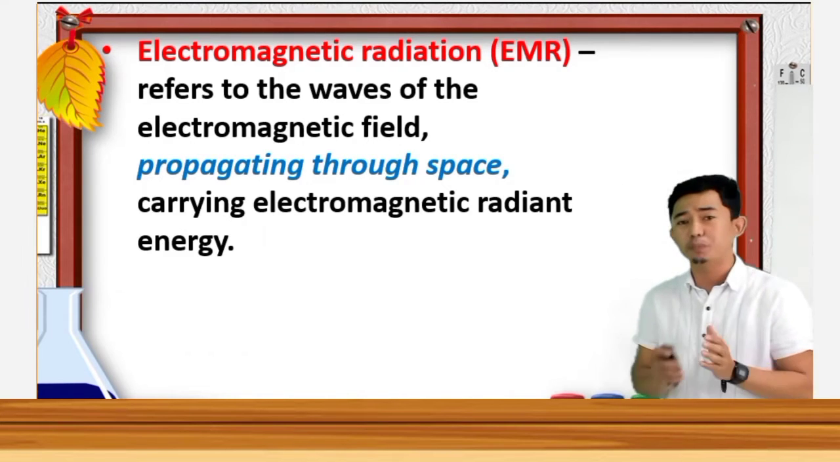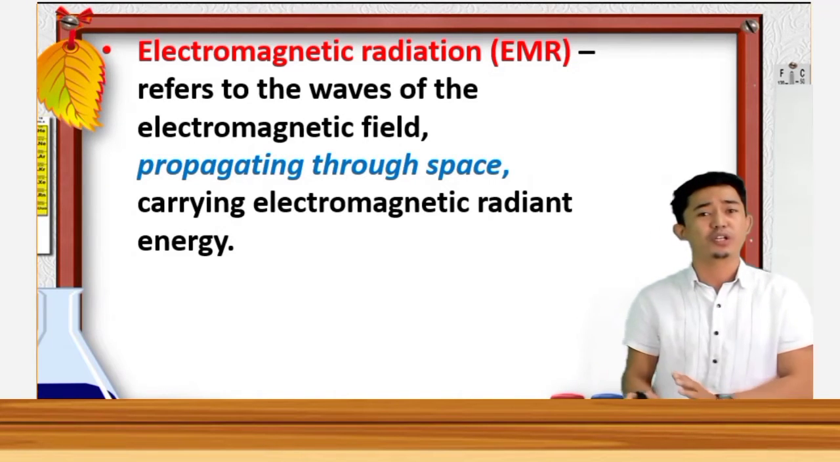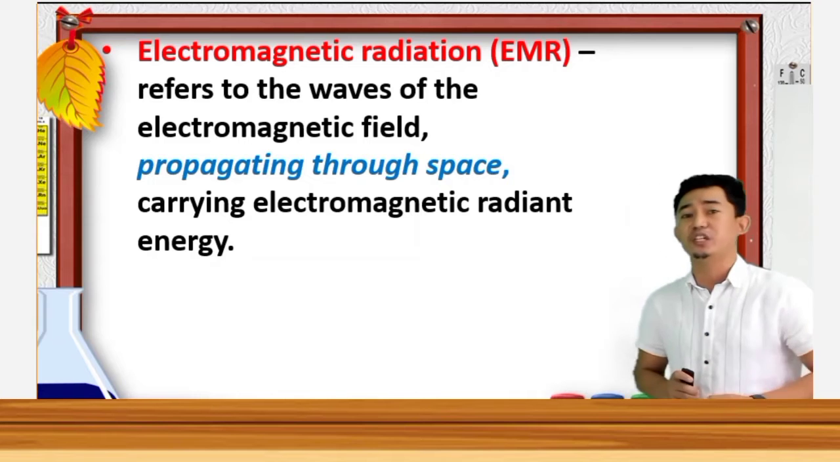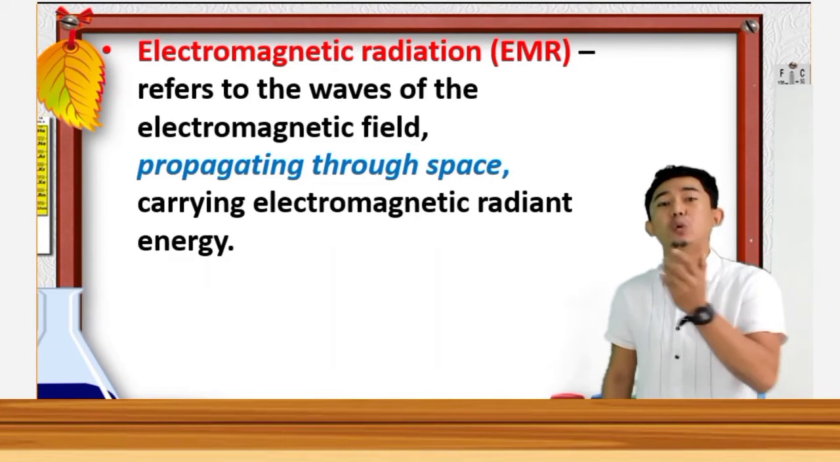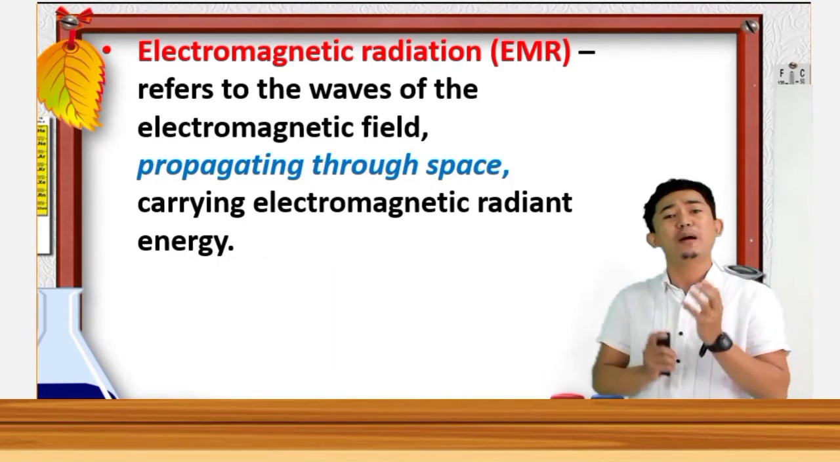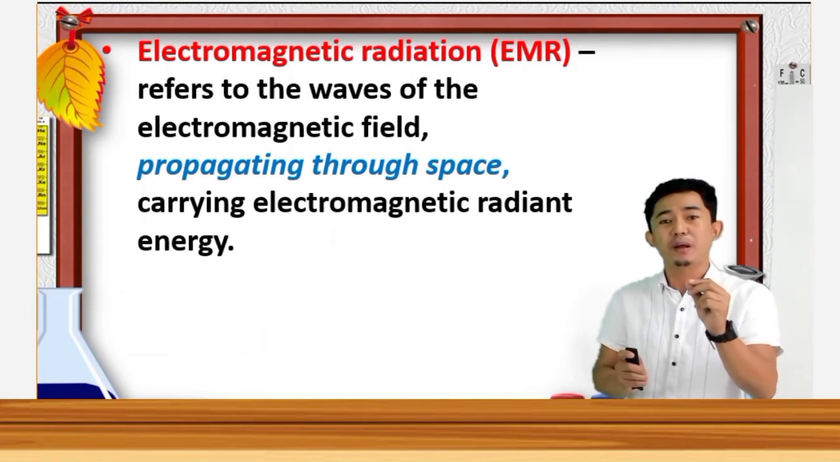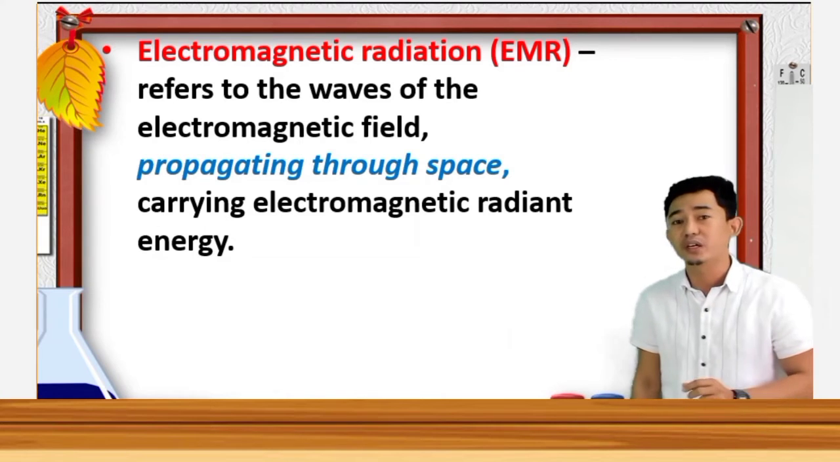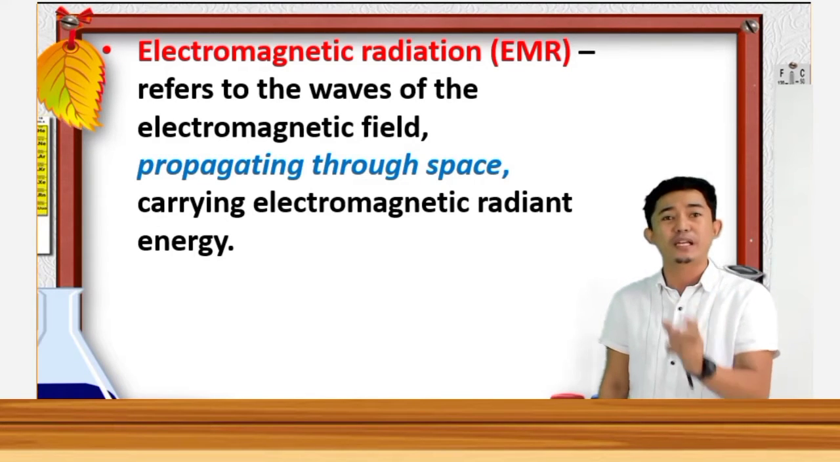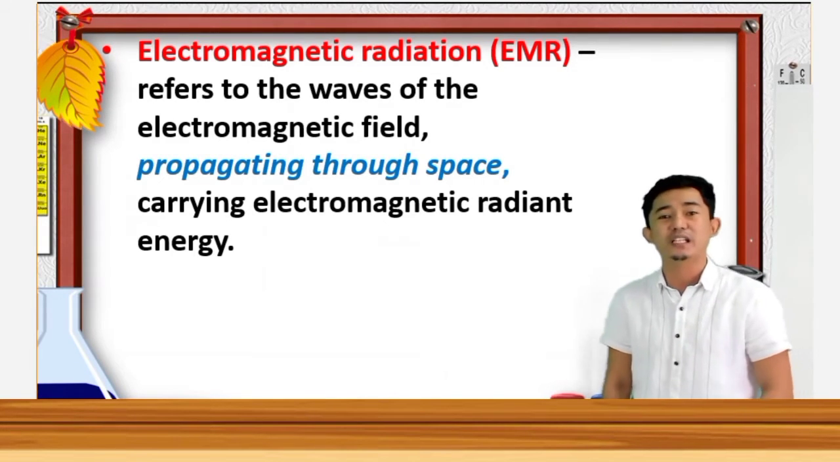Now, I want you to remember these words. When we say electromagnetic radiation, class, it is propagating through space. When we say propagating, it means to transmit radiation from one location to another. So that's what you call electromagnetic radiation propagating through space.